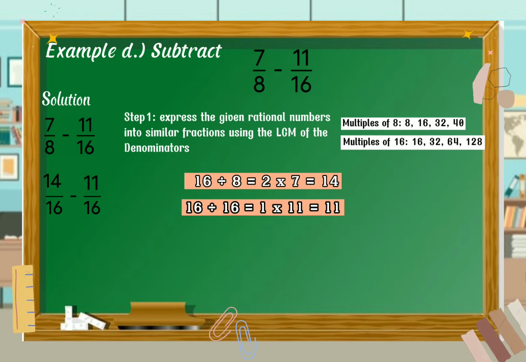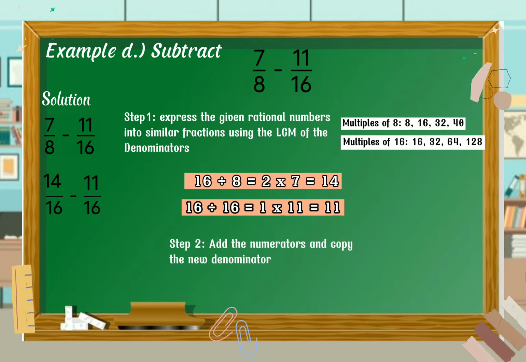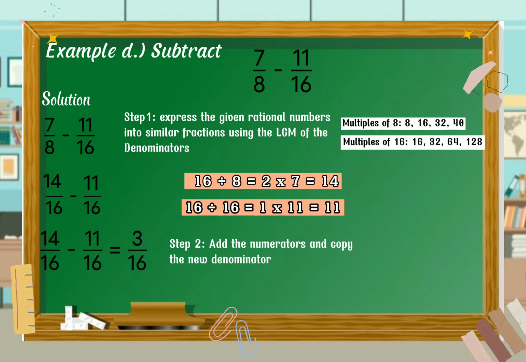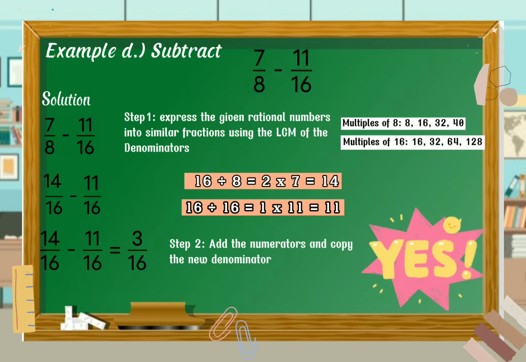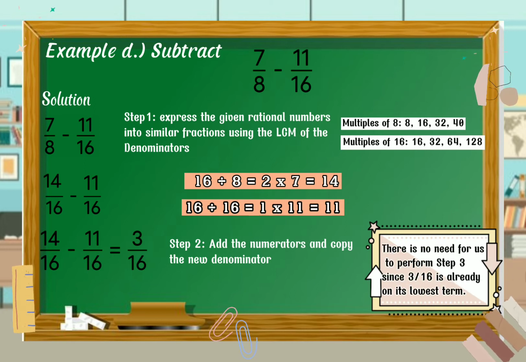Now, we are ready to perform step 2, which is to subtract the numerators and copy the new denominator. So we have 14/16 subtracted by 11/16 is equal to 3/16. So what can you observe from the answer we obtained? Yes, it is already in its lowest term. Thus, step 3 is no need for us to perform.